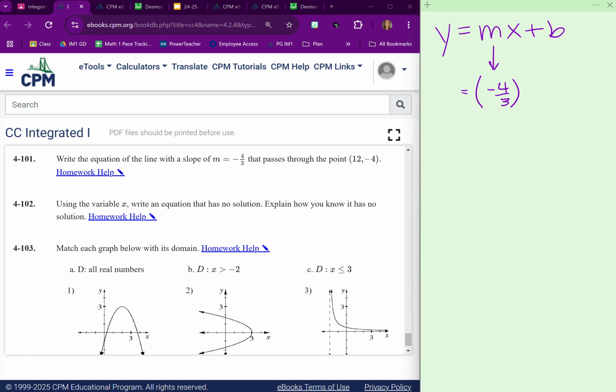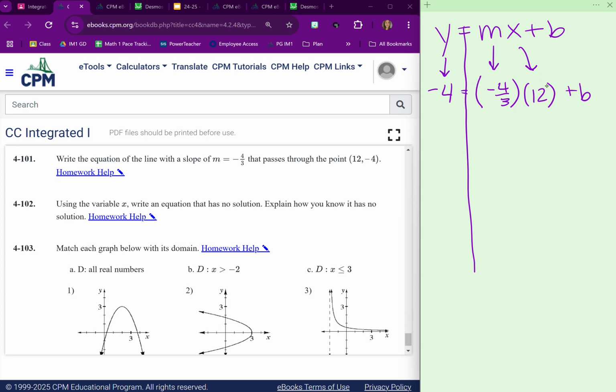Now, ordered pairs are given as x, then y. So when I plug this into the formula, don't be fooled. A lot of kids will accidentally put the y is 12 because it came first. But remember, ordered pairs are x, then y. So the y is negative 4. The x is 12. And what we're trying to find out is the y-intercept, the b value.